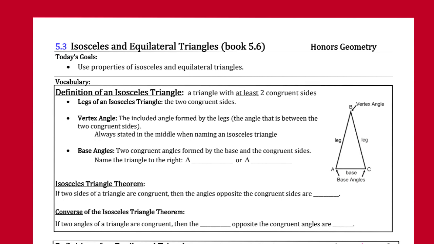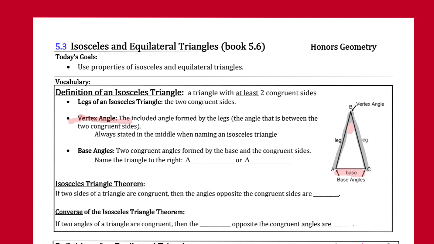Just like the legs of a right triangle are the sides of the triangle that form the right angle, these legs right here are the sides that form the vertex angle. The congruent sides are called the legs, and the non-congruent side is called the base. It's possible that all three sides are congruent, but the non-congruent side would be called the base. The vertex angle is the included angle, or the angle between the two legs.